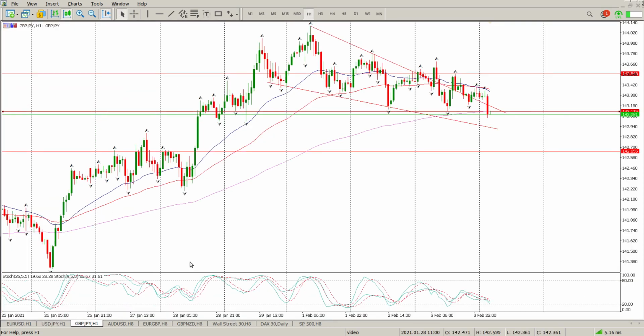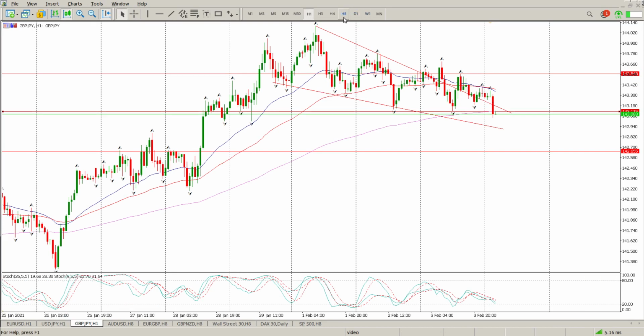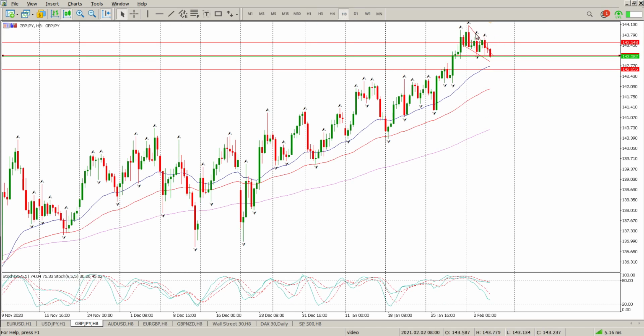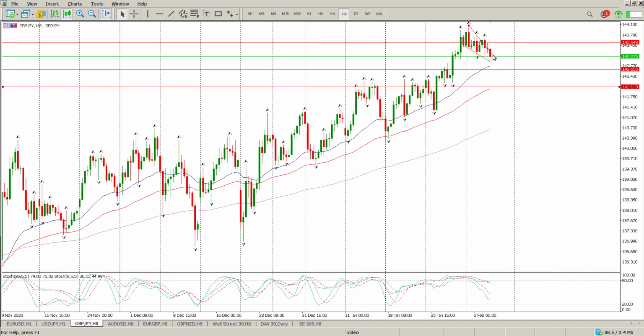Next one is British pound, Japanese yen. And not sure what's happened in Asia at the moment, but we've had this massive sell-off. It's on that 1 hour. But what we can do here is just get rid of that. So just fine-tune that there. That is our flag still.